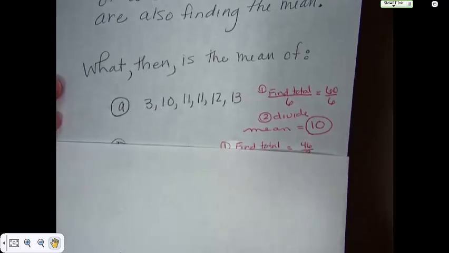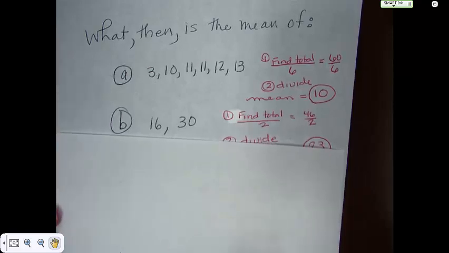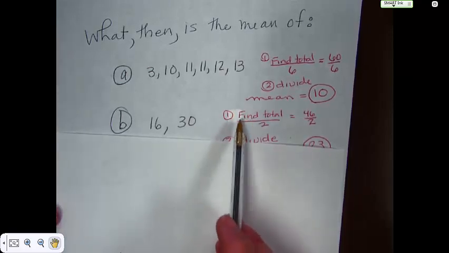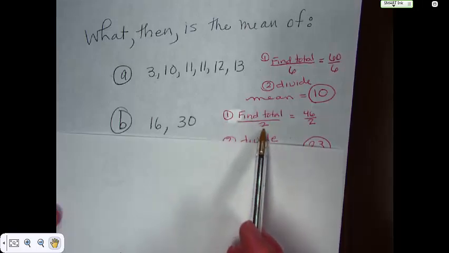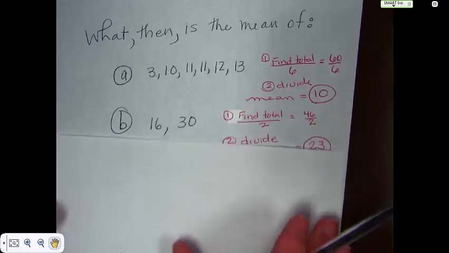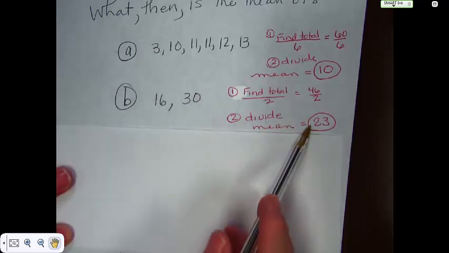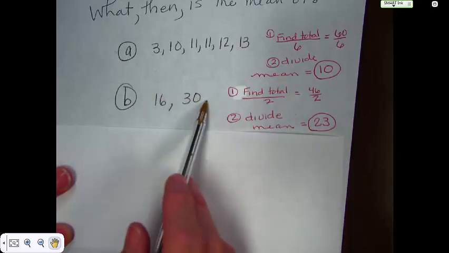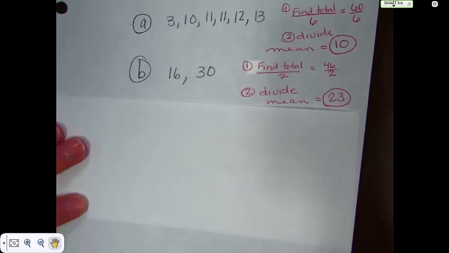Here's another set of numbers, 16 and 30. Same theory. Find the total, divide it by 2. 46 divided by 2, you get 23. Now notice, 23 is not in this set of numbers. There isn't even anything close to 23 in there. But this is still the average or the mean of these 2 numbers. And when we get into doing more with statistics, you'll see that show up even more blatantly.